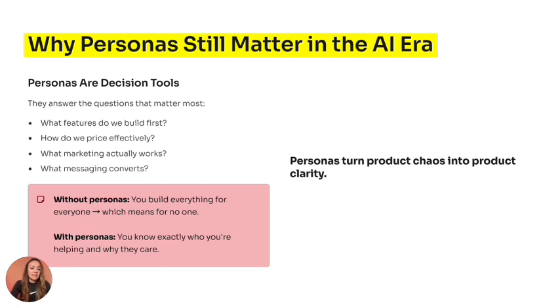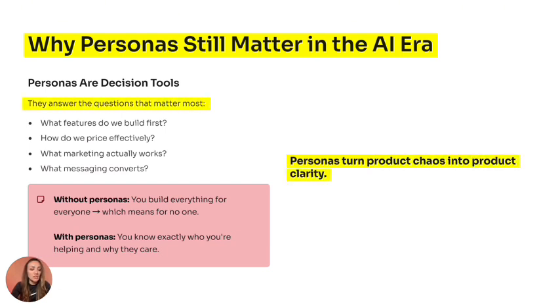So why do personas still matter in the AI era? Well, because AI doesn't really change the flow of how the products are going to work and who they serve either way. AI just 10x's your productivity, but doesn't necessarily change that much of the entire flow. And so personas turn product chaos into product clarity.